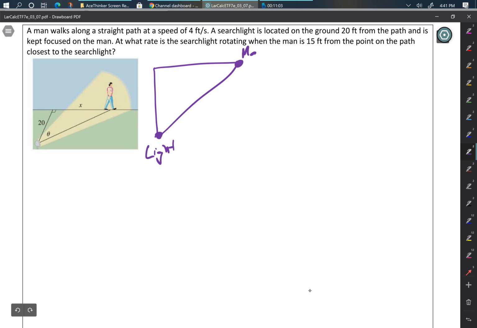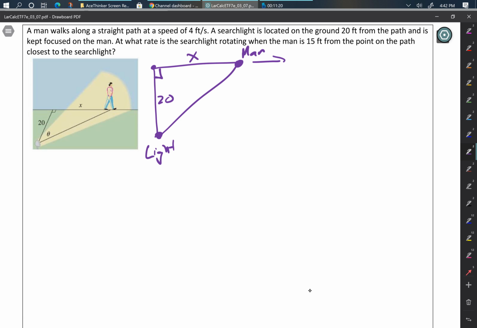This is the man. The man is walking in this direction. This is the distance x as it's labeled in the drawing. This is 20. This is a right angle. So this is the spot on the wall that is closest to the light because it's perpendicular to the light.